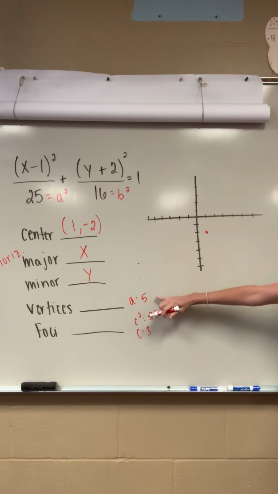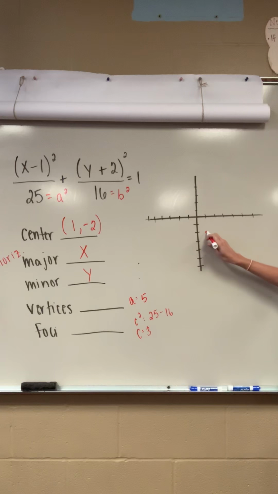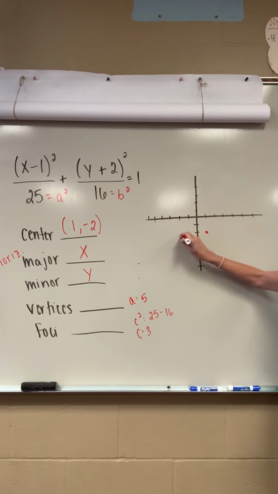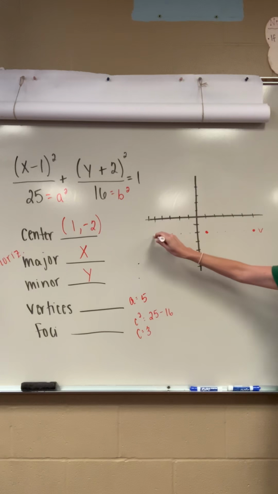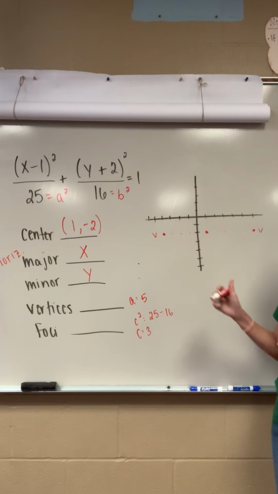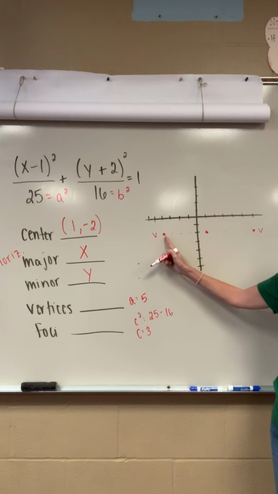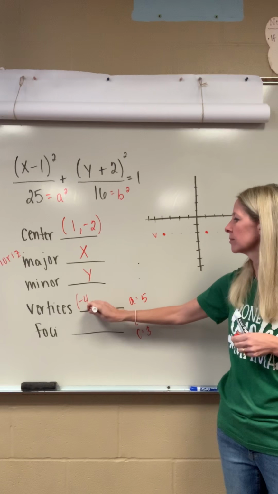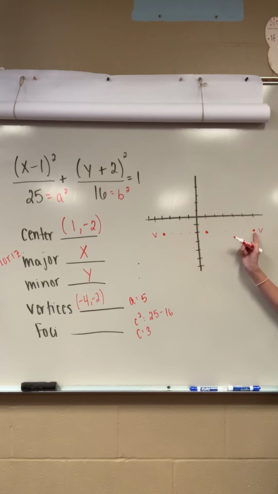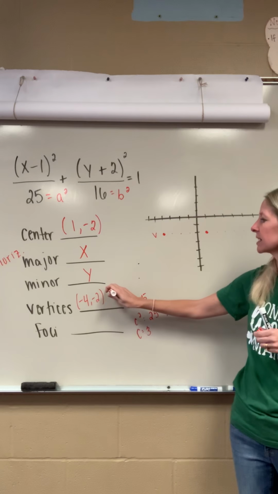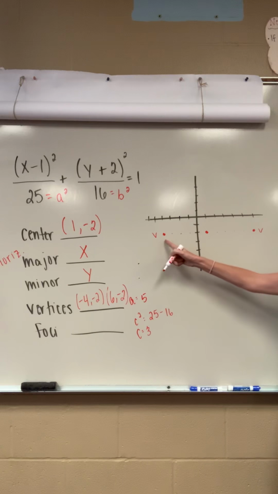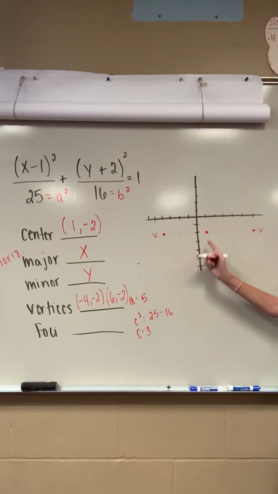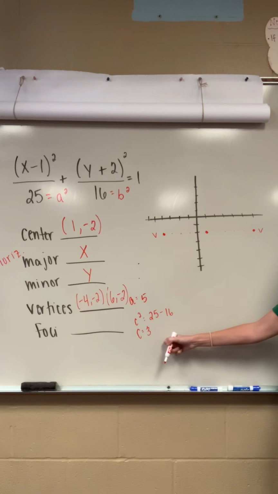So I'm going to start with vertices. I'm going to use the 5. So from the center, I'm going to move to the left 5: 1, 2, 3, 4, 5. Then I'm going to go from my center to the right: 1, 2, 3, 4, 5. Now those are the vertices. And so if I find those ordered pairs, this ordered pair over here is negative 4, negative 2. And this vertex over here to the right is going to be 6, negative 2. So again, from the center, we went to the left 5, and then from the center, we went to the right 5.